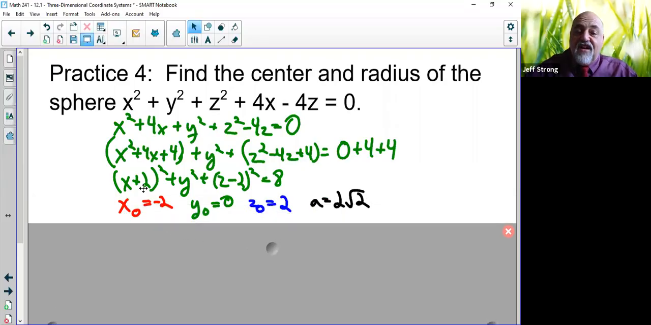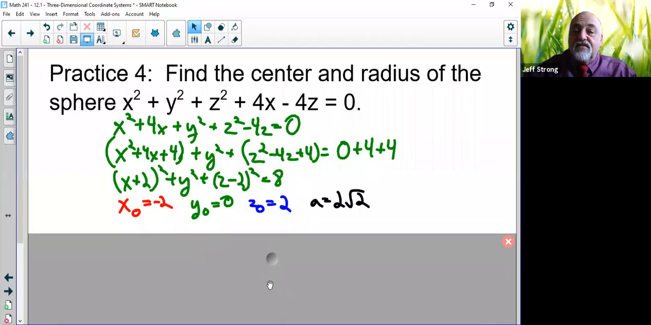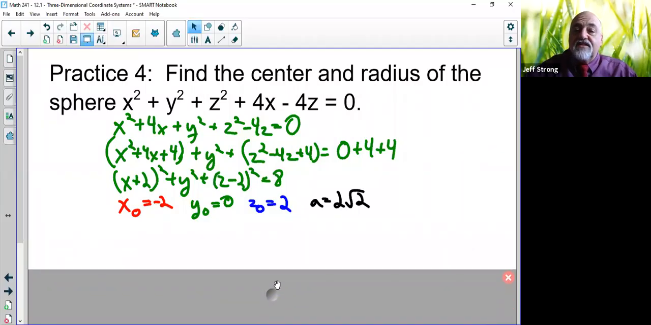So that gives us our x sub 0 is -2, y sub 0 is 0, z sub 0 is 2, and then a is the square root of 8, or 2 radical 2. Okay, so then that's the center, and this is the radius.